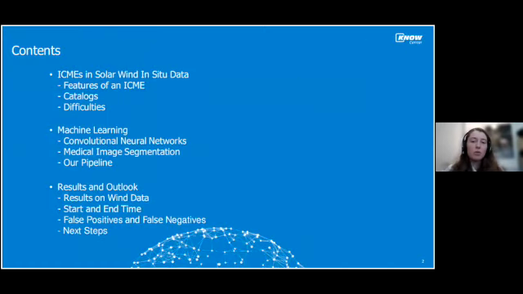So today I want to quickly guide you through our work, what we've done so far, and what there still is to be done. I'm going to start by presenting a recap on what ICMEs are, what the features of an ICME are, how they are catalogued, and what the difficulties may be when trying to detect these events. Afterwards, I'm going to talk to you about the machine learning part, more specifically about convolutional neural networks, how they are applied in medical image segmentation, and finally, how this relates to our pipeline. And finally, I'm going to talk to you about the results of our work and provide a quick outlook: what problems we experienced, and what the next steps will be.